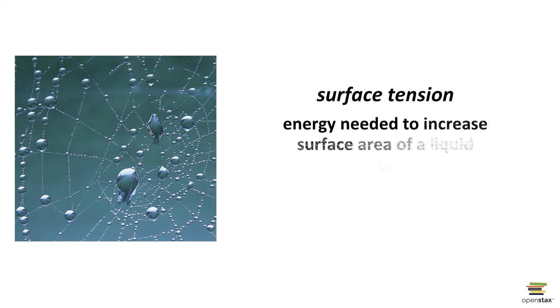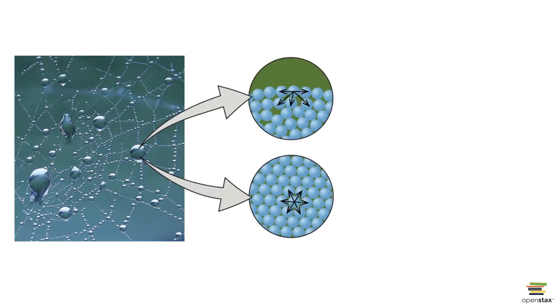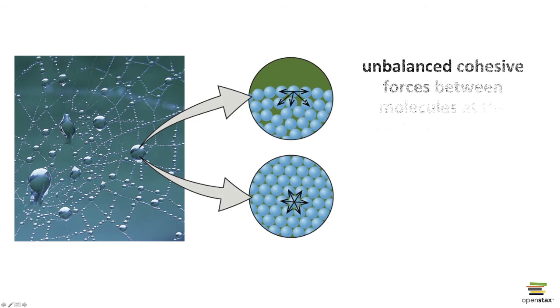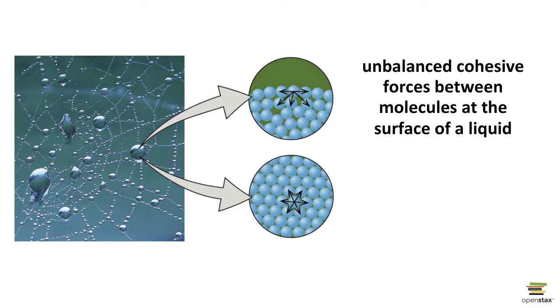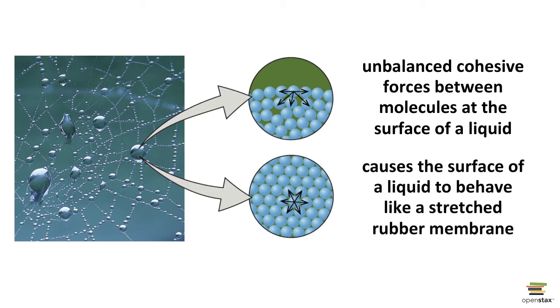Another characteristic of a liquid is its surface tension, and technically this is the energy needed to increase the surface area of the liquid, or the force needed to increase the length of the liquid surface. But let's look at this on a more molecular level, and here is a water droplet, and we're looking at molecules at the surface and molecules at the interior of this droplet, and notice that at the surface we have unbalanced cohesive forces between molecules, and that causes the surface of the liquid to behave somewhat like a stretched rubber membrane.